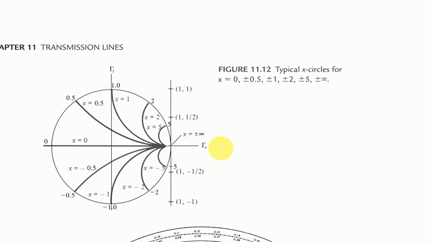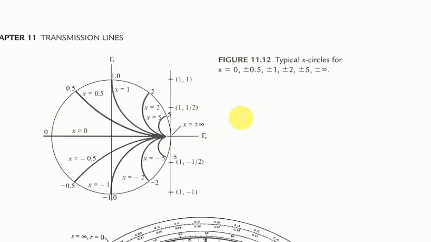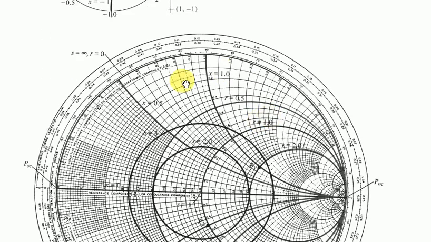Now, clubbing the family of constant r and constant x circles together leads to this complete chart, which is called the Smith chart. Just omit this dark line.